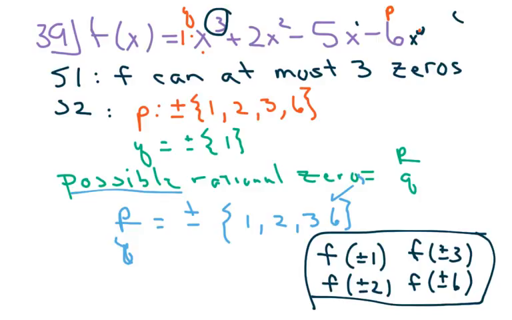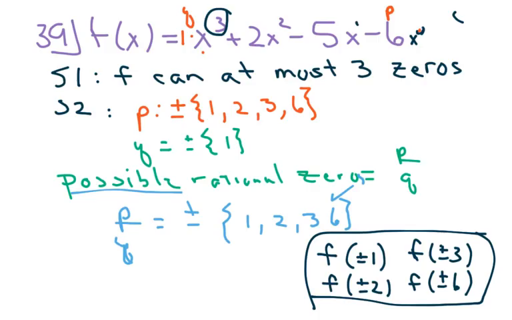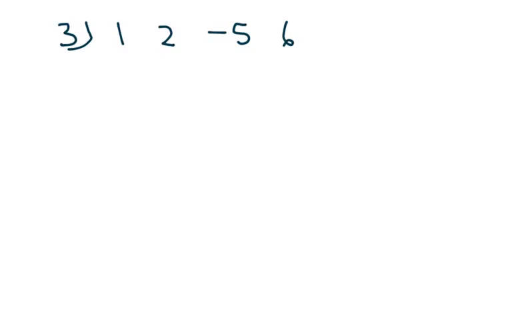So for 39, we know we have, first of all, 3 possible solutions, and I'm going to go ahead and pick 3, and I'm going to use synthetic division. So I'm going to take 3 as a factor, and I'm going to write down my coefficients. We have 1, 2, -5, and 6. Again, that's from here, 1, 2, -5, and -6. So I'm glad I looked.